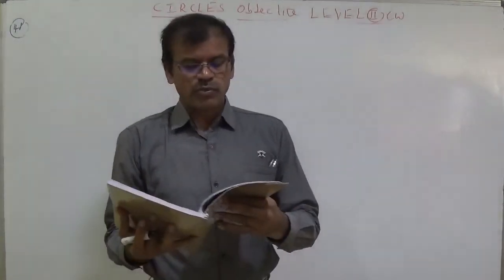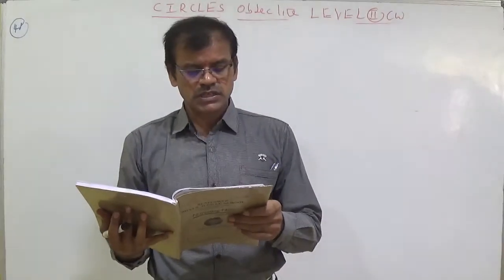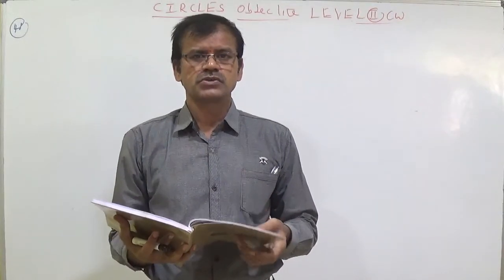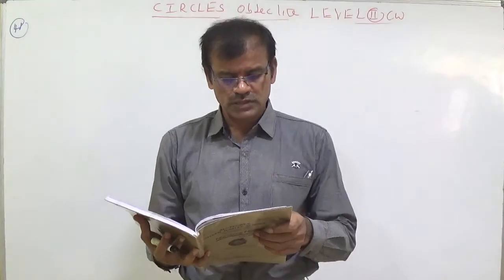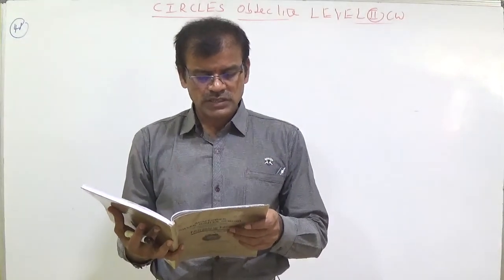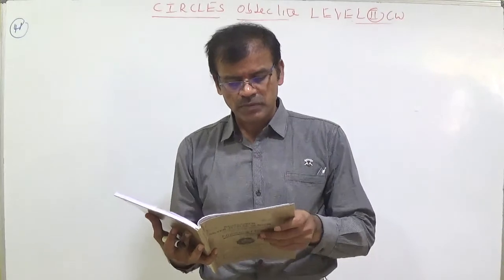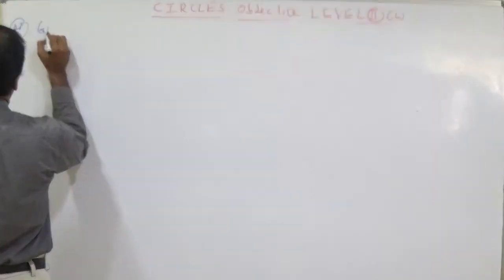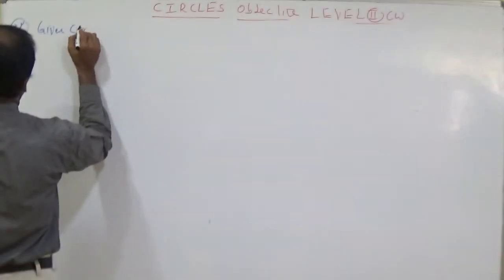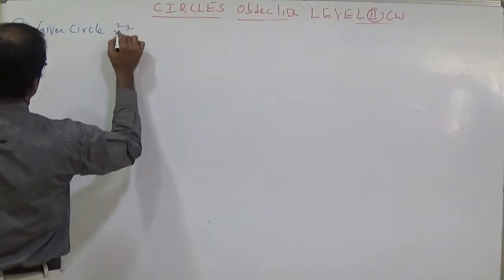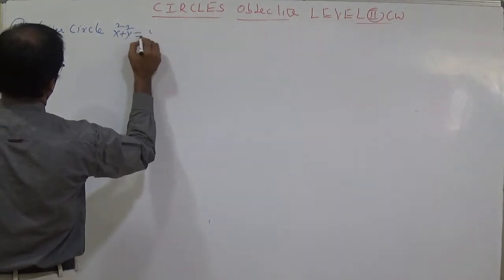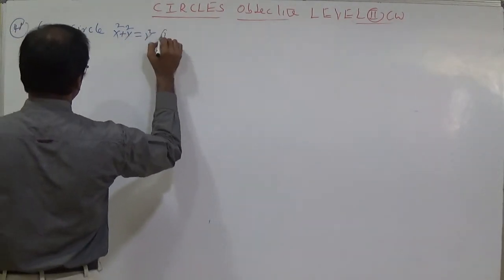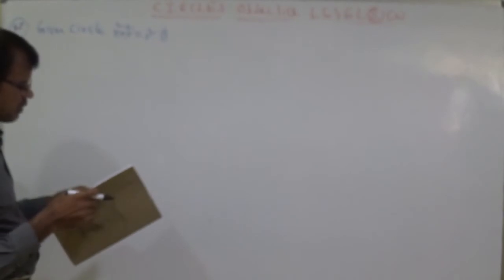The locus of point of intersection of tangents to the circle x equal to r cos theta, y equal to r sin theta. So it is nothing but the equation x square plus y square is equal to r square. The locus of point of intersection of tangents to the circle at the points whose parametric angles differ by pi by 3. So the given circle we can write first. Given circle is x square plus y square is equal to r square. Let it be equation 1.